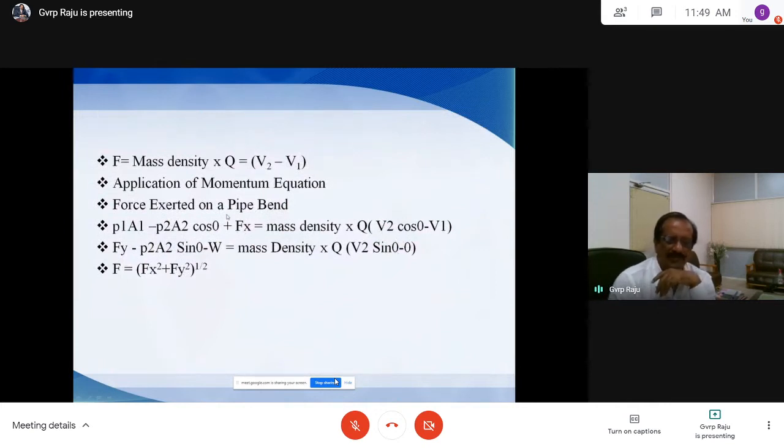So now all the values are known except Fx and Fy. Fx and Fy are not known. So find out Fx here and Fy here, and resultant force F is equal to square root of Fx square plus Fy square.